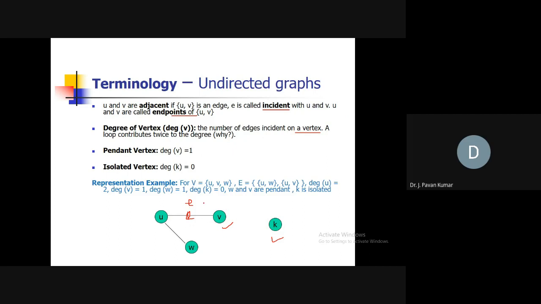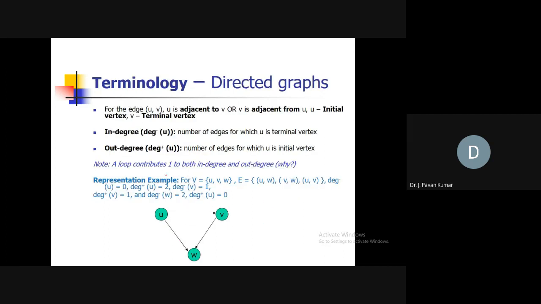Next, whenever we have degree 0, that kind of vertex we call an isolated vertex, because it is not connected with any other vertices. Next, if a vertex has degree 1, then we call it a pendant vertex. Isolated vertex means degree 0, pendant vertex means degree 1.